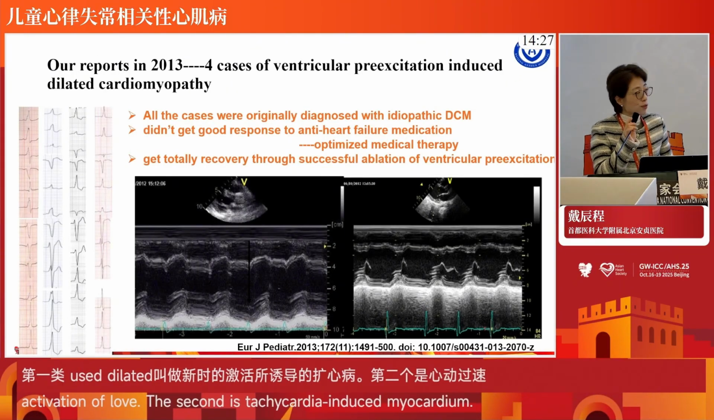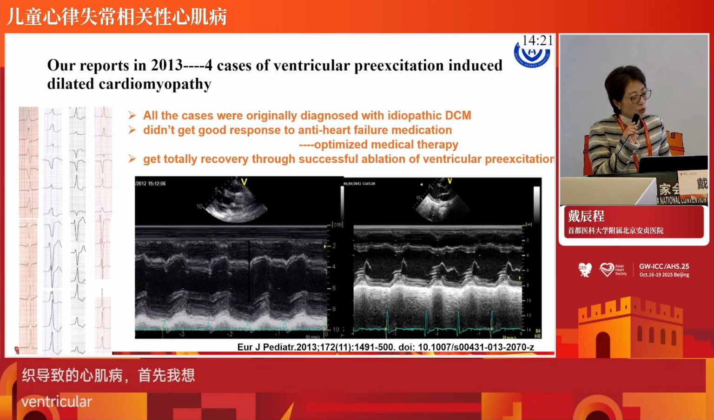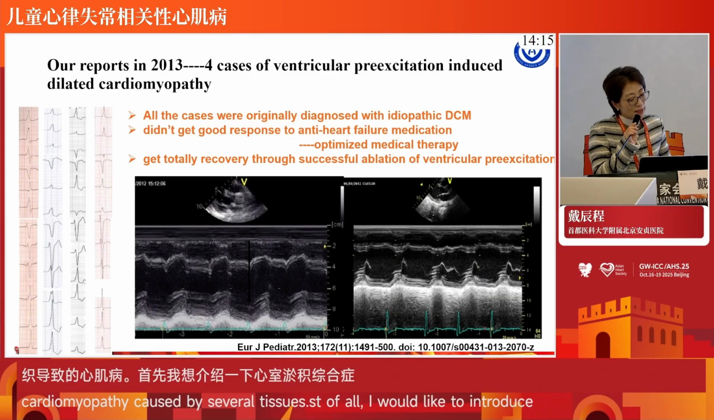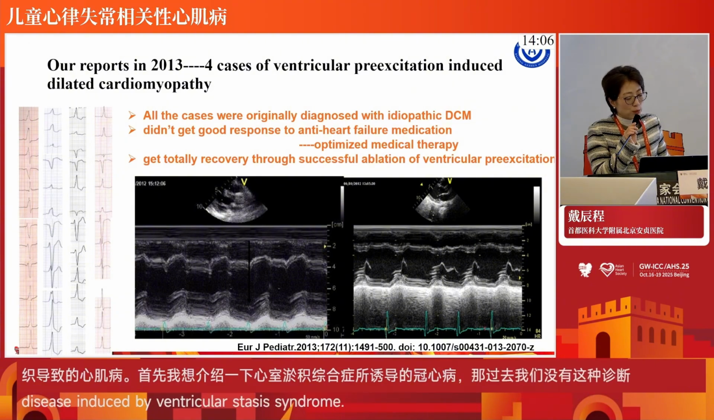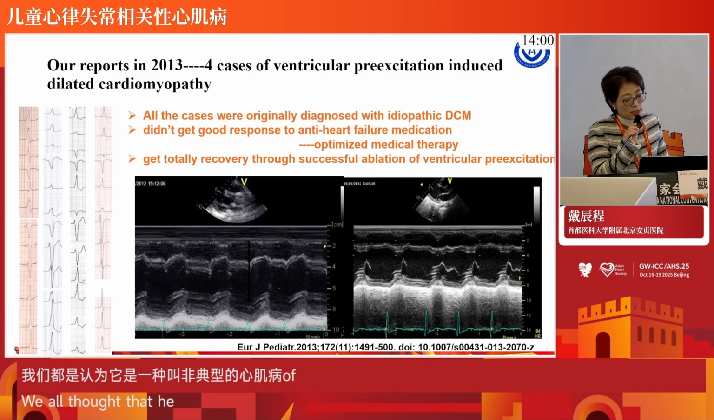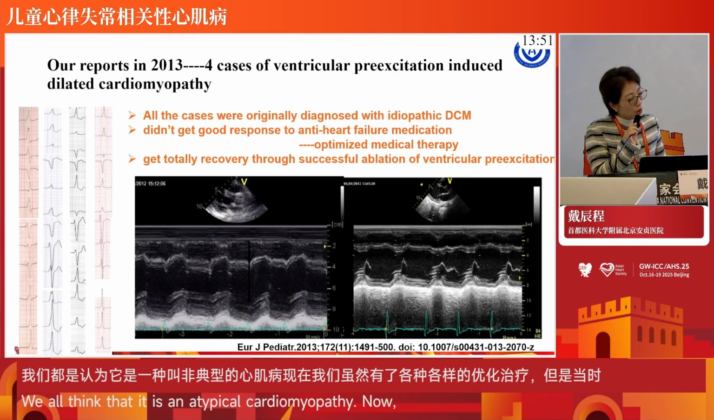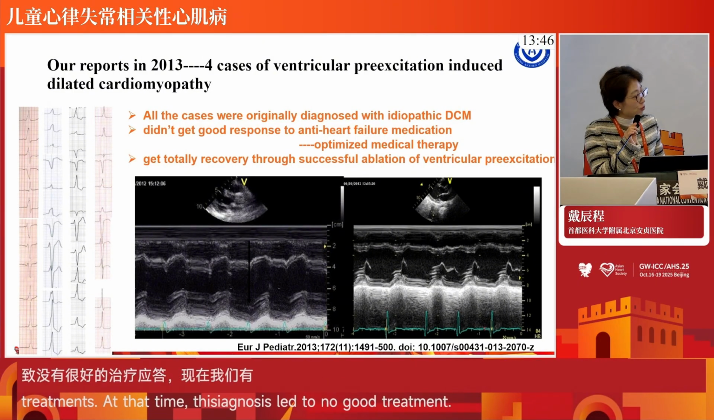First, let's look at ventricular pre-excitation-induced dilated cardiomyopathy. In 2013, we reported 4 cases of this kind of disease. All the cases were originally diagnosed with idiopathic dilated cardiomyopathy. All the children didn't respond well to anti-heart failure medication, despite optimized medical therapies. However, once we realized the causality through successful ablation, all the children totally recovered cardiac function and size.